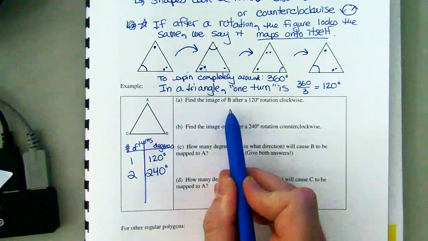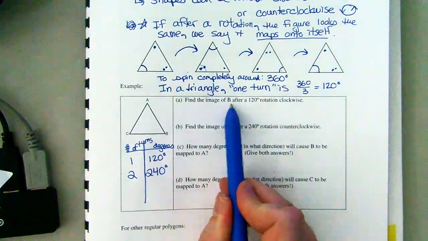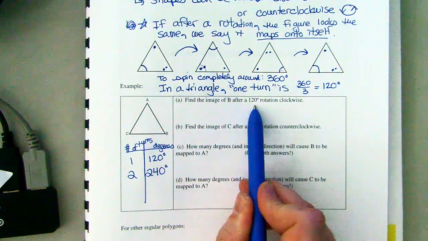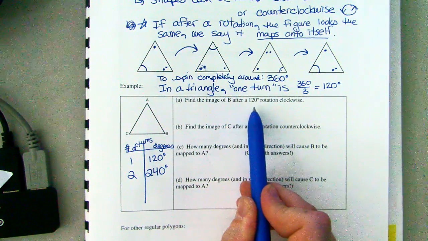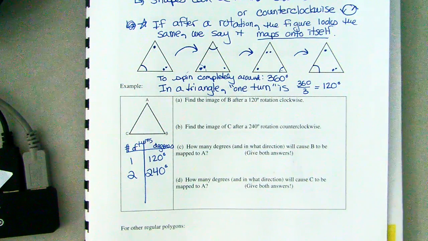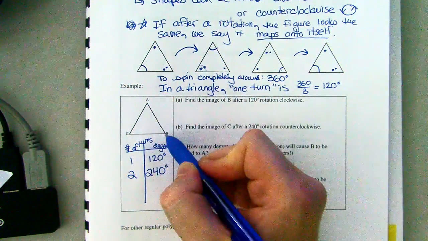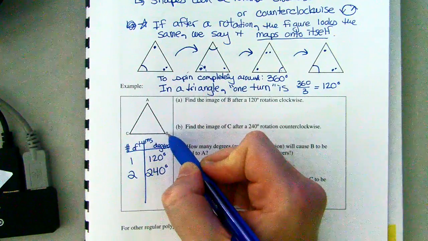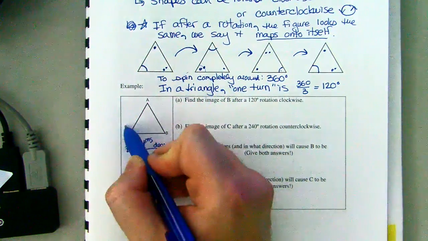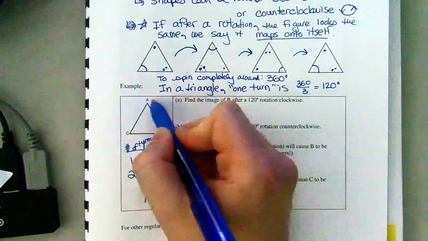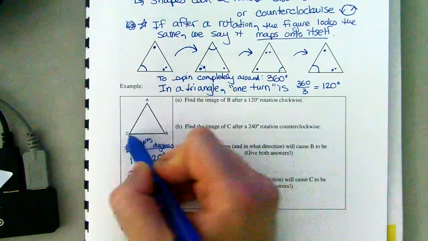Letter A. I want to find the image of B after a 120 degree rotation clockwise. First of all, 120 degrees according to the chart is how many turns? 1. Here's B. I want to go 1 turn clockwise. Now, does that mean going in this direction or in that direction? Is clockwise towards the C or towards the A?